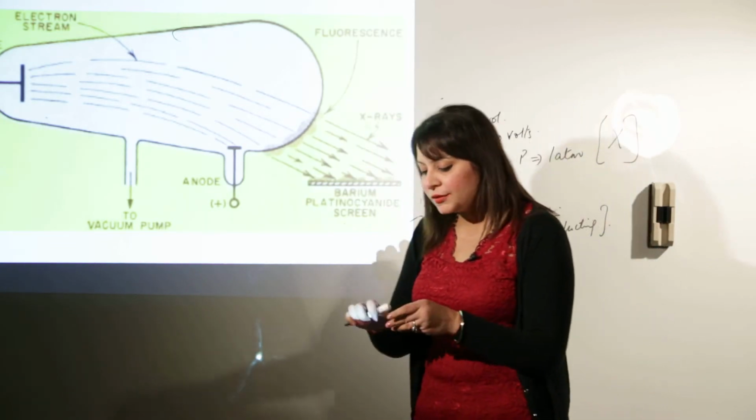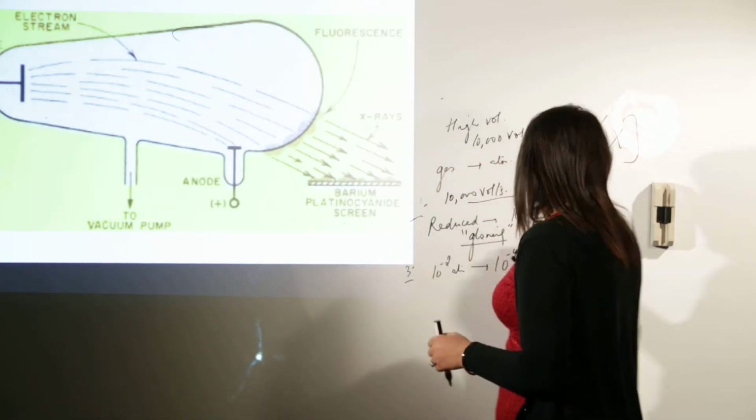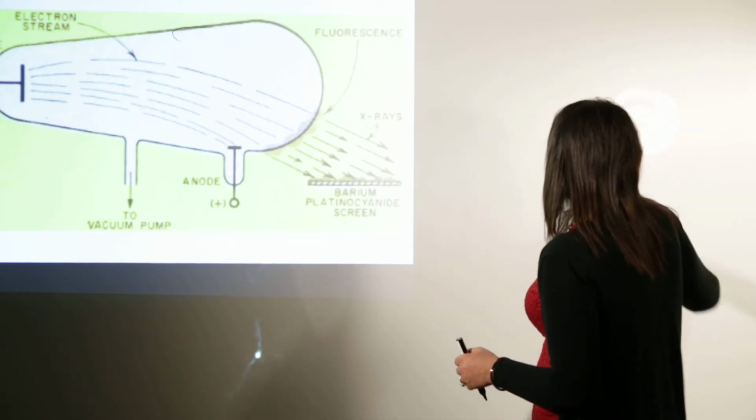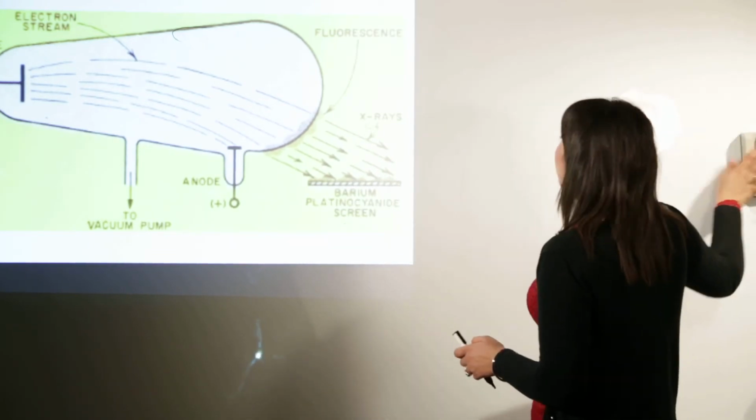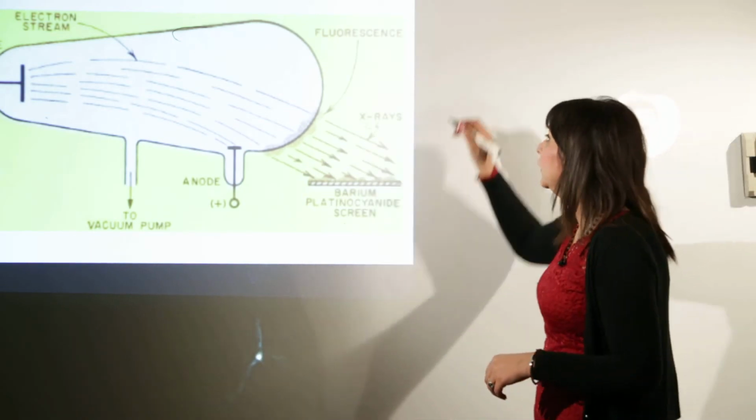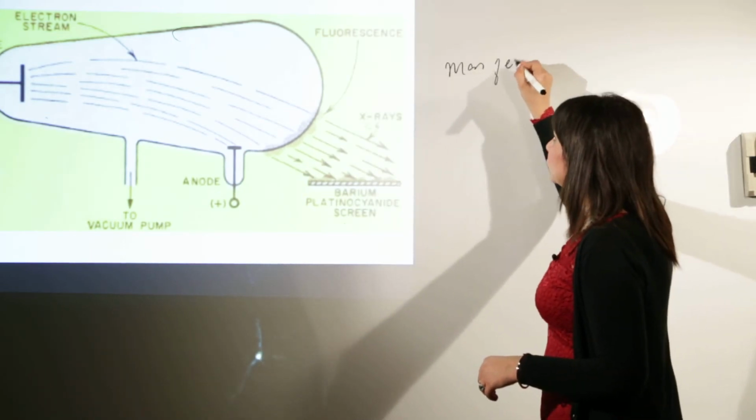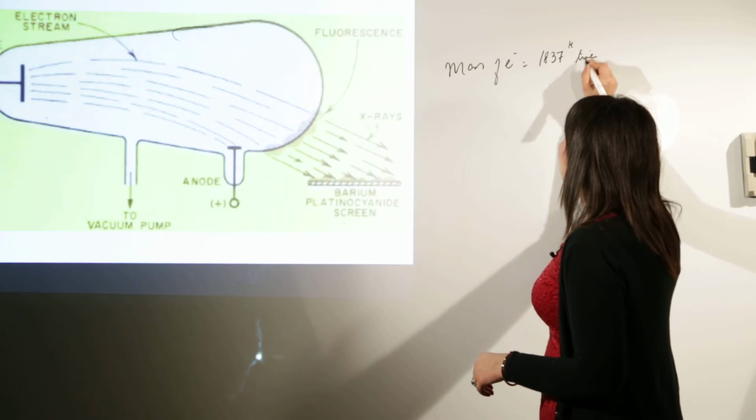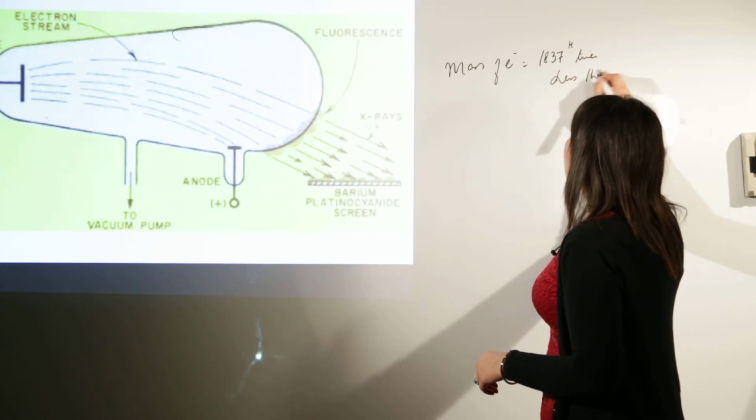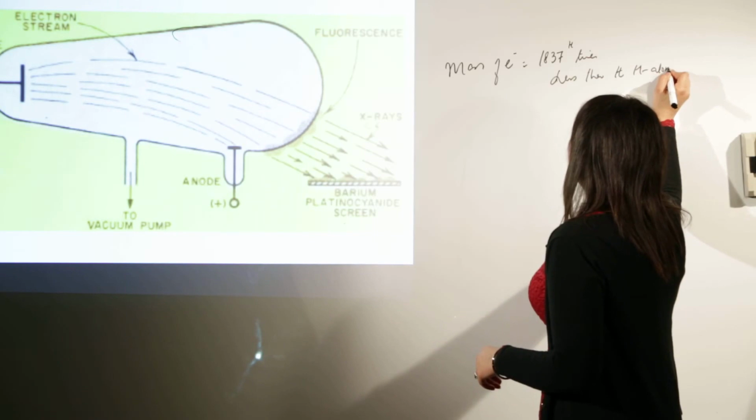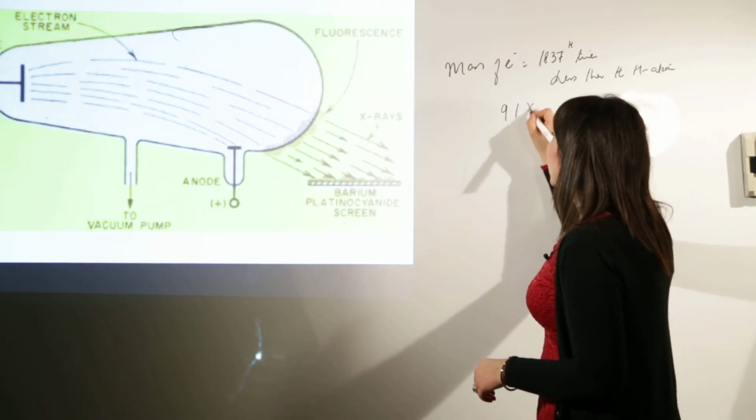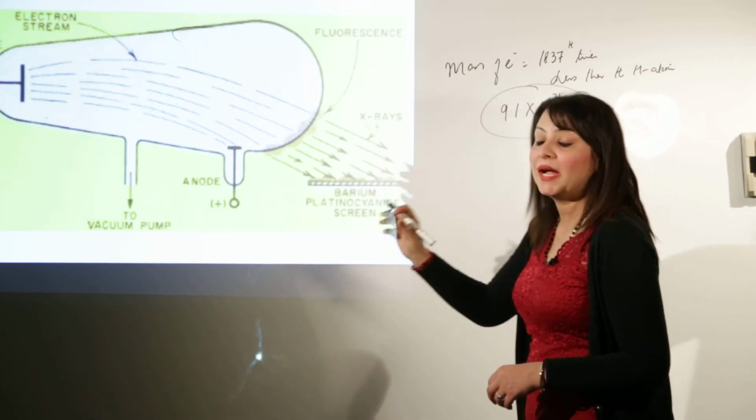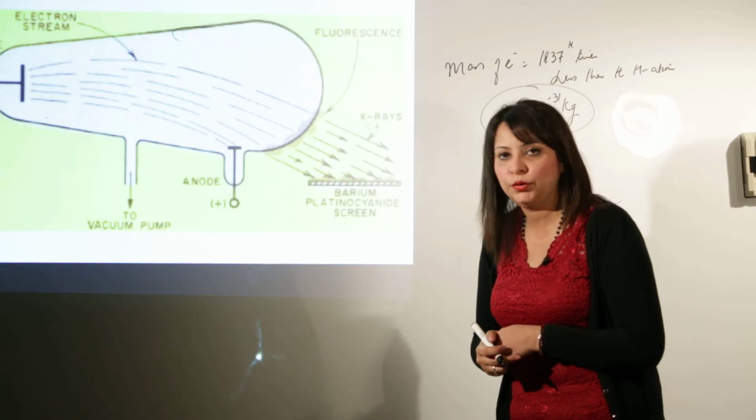Now what are the mass, charge and properties of the particle which we have discovered as a constituent of cathode rays, that is, the electron? The first consideration is the mass of the particle. The mass of the electron is 1837 times less than that of the hydrogen atom, which was calculated to be 9.1 × 10^-31 kg. So this is the mass of that particle which was the constituent of cathode rays.